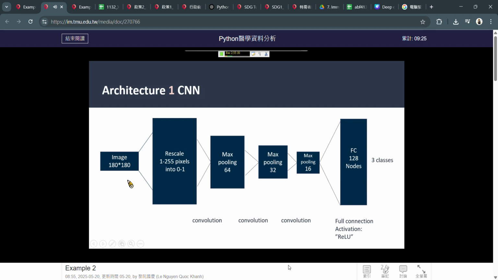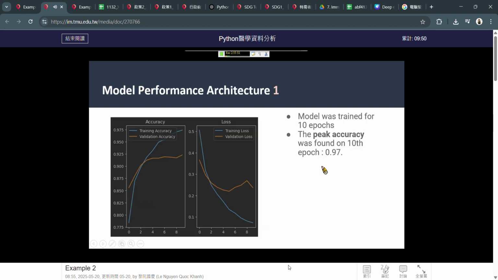So we used the original image, 180 by 180. We rescale it into 0 to 1. Then we do max pooling, and we reduce the convolution, 64, 32, 16, and then we have only one final full connection layer, 128, with the activation function ReLU. We train it on 10 epochs, and we achieve high accuracy of 0.97. Pretty much the same as in paper, although the model is very different.